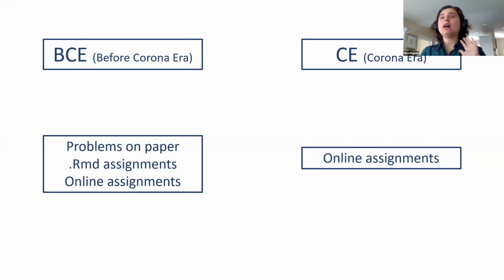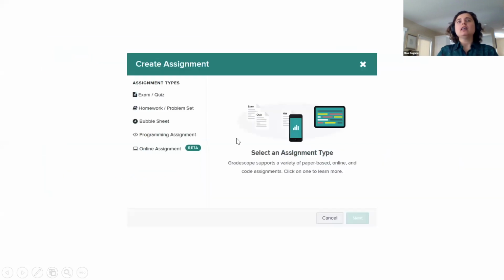But at the time, I did not use Gradescope for online assignments. It's actually a new feature. So I used to rely on Canvas for online assignments before Corona. And today, I only use the online assignments feature, understandably. The assignment types in Gradescope include exams and quizzes, homework and problem sets, but these don't actually mean what you think they mean.